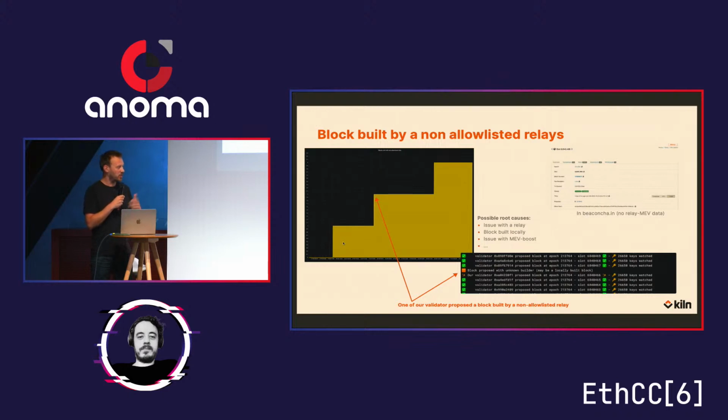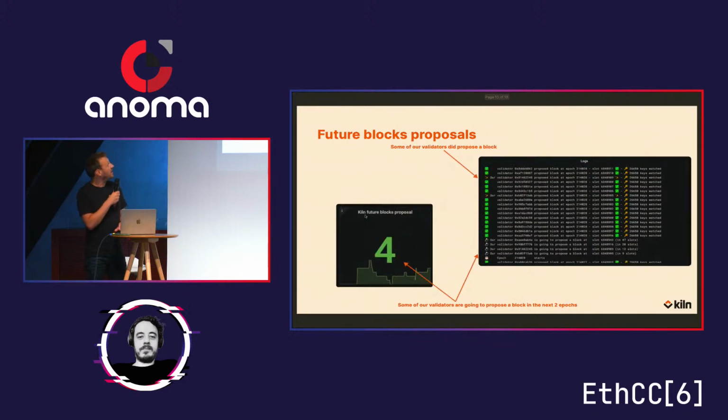In general, it's because we have some reorganization in our beacon node. Or you can also have some issue with MEV-Boost, for example.